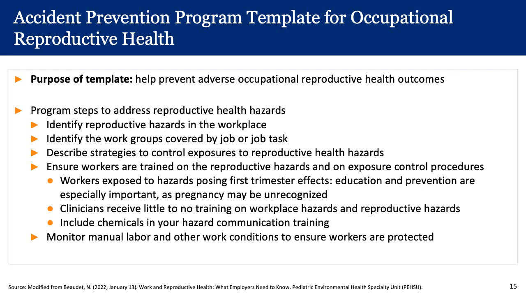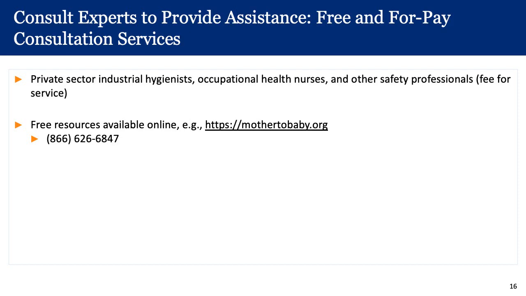This is important because workers that might be exposed to hazardous reproductive agents during their first trimester may not be aware that they're expecting, so education and prevention are key. In addition, clinicians may also receive little to no training on workplace hazards and reproductive hazards. Lastly, another key part of this program is that employers should monitor manual labor and other work conditions to ensure that workers are protected. Another strategy to be aware of reproductive hazards at the workplace is to consult experts.